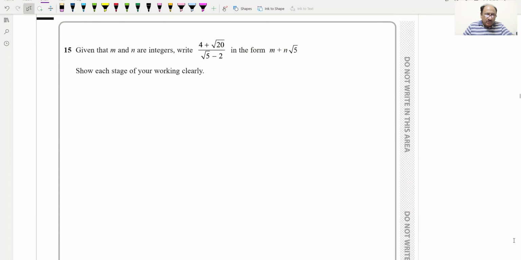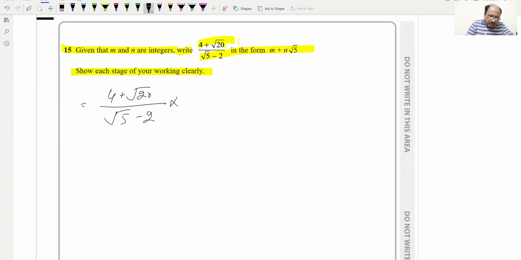Hopefully everything is clear. Now question number 15 is a rationalization question. Given that m and n are integers, write this in the form of this one. Show each stage of your working clearly. So what we can do, we can basically write 4 plus under root 20 over, this will be under root 5 minus 2, and opposite sign of denominator we are multiplying and dividing, and this is the strategy for basically rationalization, and this one.